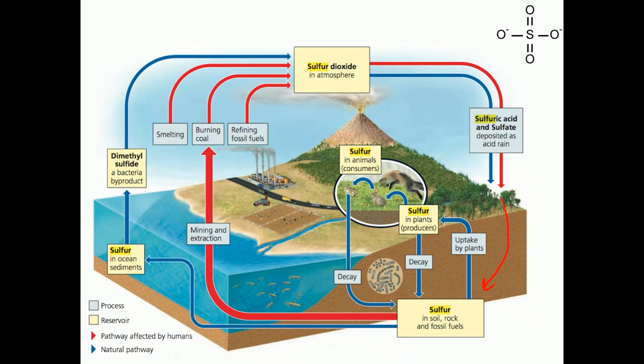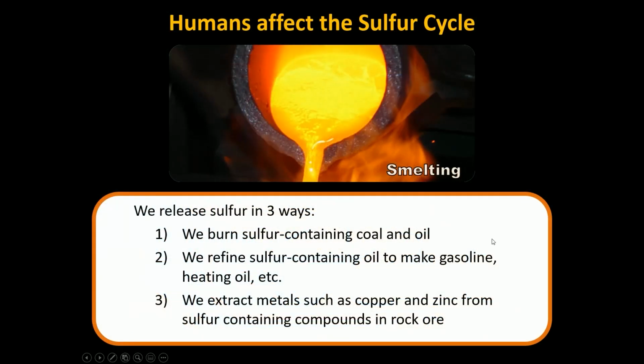On the next slide, I have a picture of the smelting process. This is getting the liquid metal ore out through a foundry, just to give you more of a visual representation of what that is. And I say we release sulfur in three ways. We burn sulfur-containing oil and coal. So any kind of fossil fuel burning also releases sulfur dioxide into the atmosphere. We refine sulfur-containing oil to make gasoline and heating oil, etc. That refining process also just by itself, even without burning the products, releases sulfur dioxide. And we also extract metals such as copper and zinc from sulfur-containing compounds in rock ore.